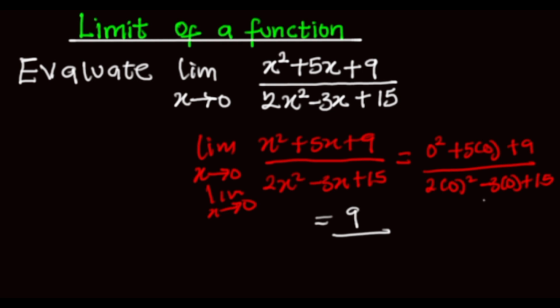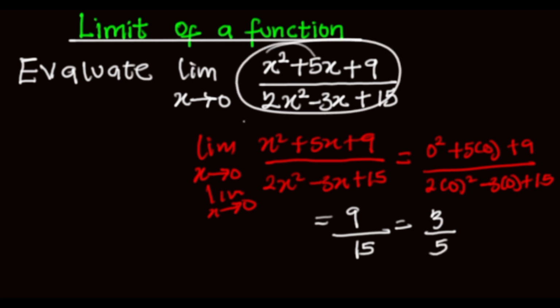Then here as well, I'm going to have minus 3 multiplied by 0, which is still 0, then plus 15. So I'm going to have plus 15 here. So I can go ahead and simplify this fraction a little bit. I'm going to divide the numerator and the denominator by 3. And in that case, I'm going to have 3 divided by 5. So the limit of this function as x approaches 0 is 3 divided by 5.